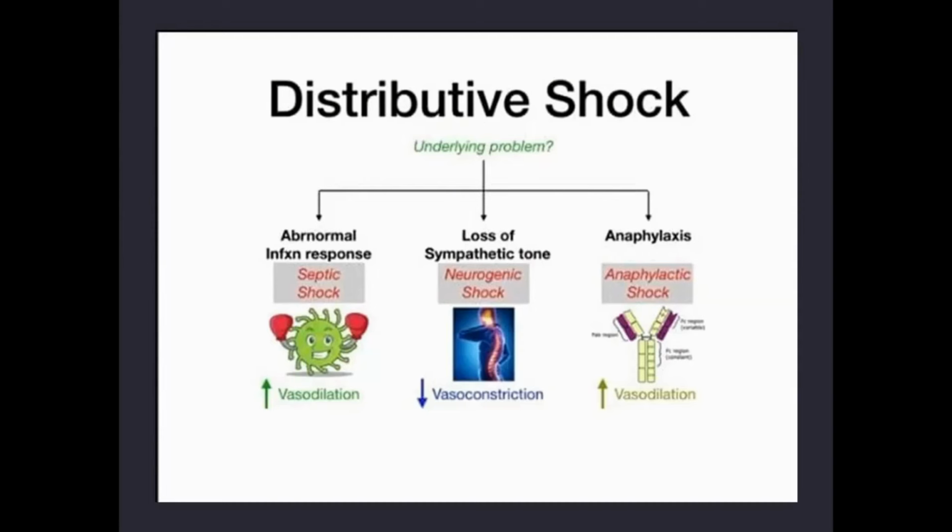The second one is neurogenic shock, in which there is a loss of sympathetic tone. Like you would say that there is some injury to the brain and spinal cord, which ultimately results in a decreased ability of the body to use its sympathetic tone, and the body cannot vasoconstrict. Why? Because the body has lost its sympathetic tone.